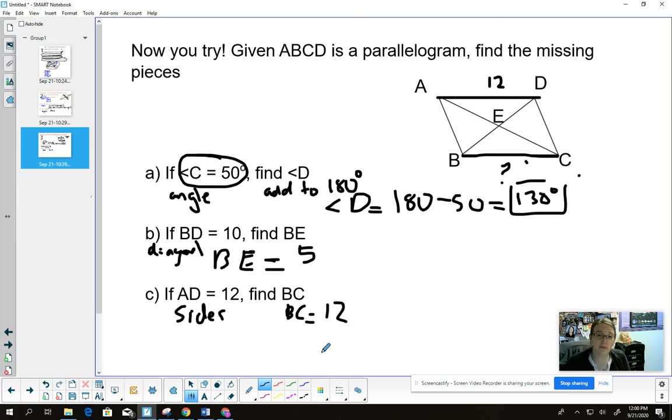So in class, we're going to be doing some harder things because you guys are aware this is how geometry works. We start with vocabulary, we move to just numbers, and then we move to algebra. So we're going to practice some harder ones in class.